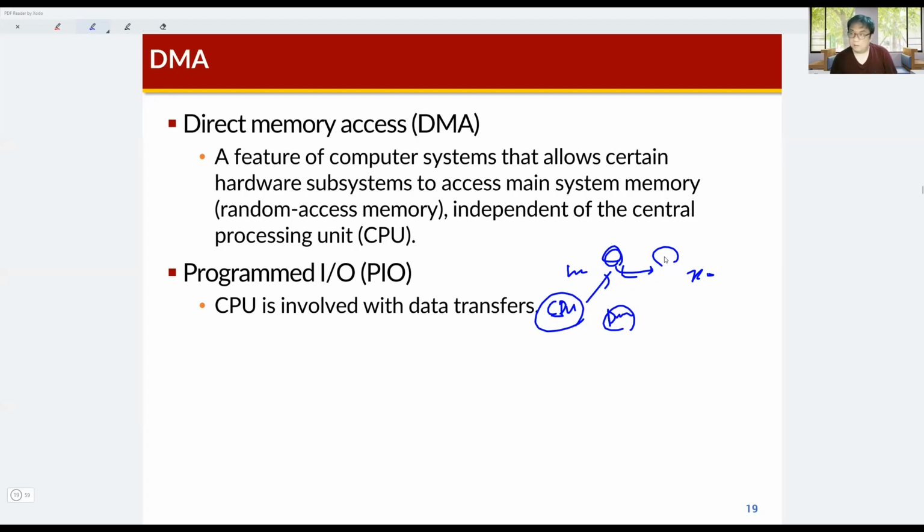So with this DMA, we can also reduce the performance overhead of data transfers, because the CPU resources are not wasted by these data transfers.